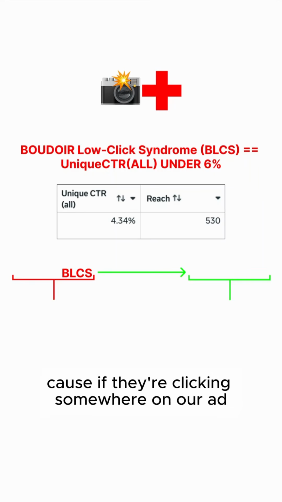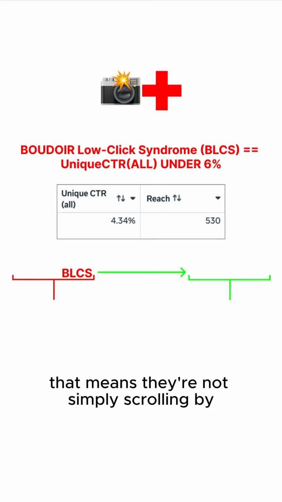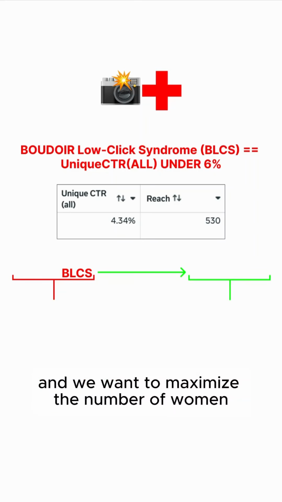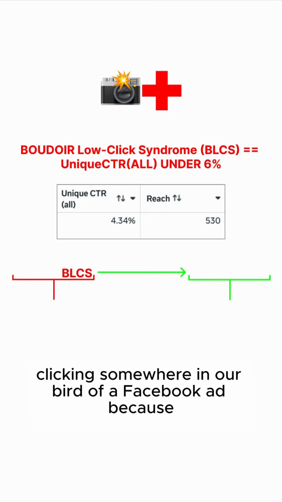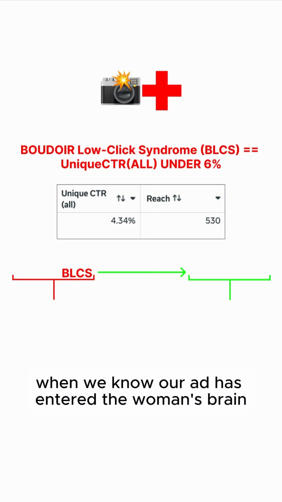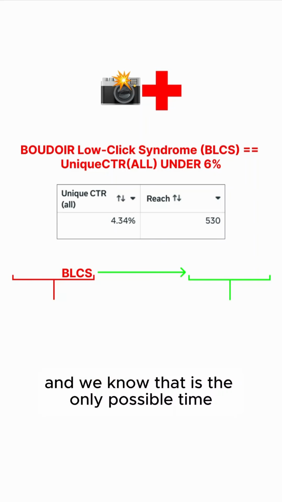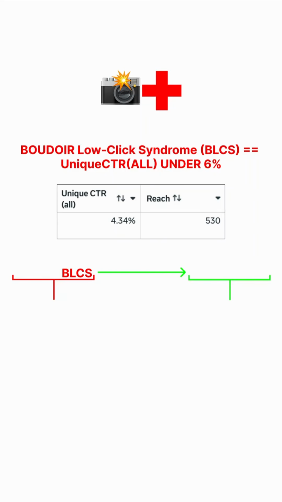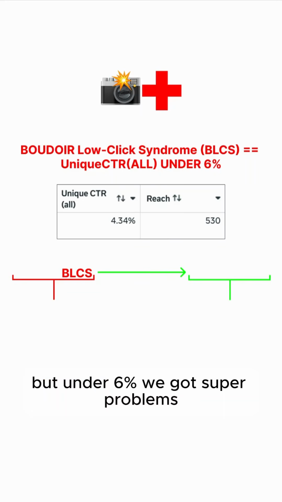And we care about this because if they're clicking somewhere on our ad, that means they're not simply scrolling by. This is all basically the non-scroller buyers. We want to maximize the number of women clicking somewhere on our Boudoir Facebook ad, because that is when we know our ad has entered the woman's brain, and that is the only possible time she will buy, or there's a non-zero chance that she will buy. So we got to get this number as high as possible, but under 6%, we got super problems.